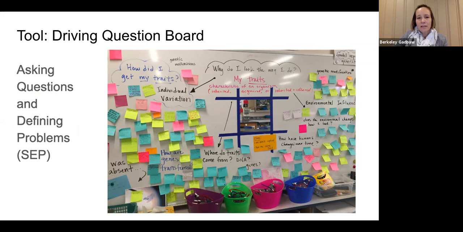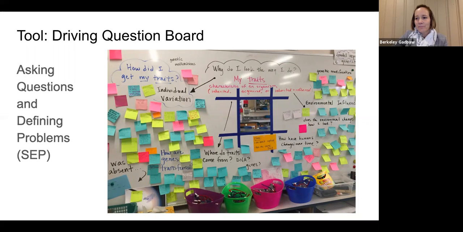And it's a public space for kids to basically share their ideas. And the features that are really important when having a driving question board, it's important that every student has an opportunity to share their thinking. So the driving question for this board is right in the middle there at the top, and it's, why do I look the way I do?